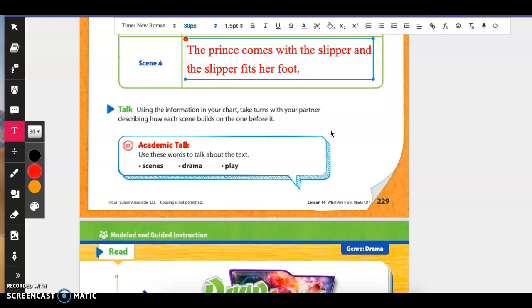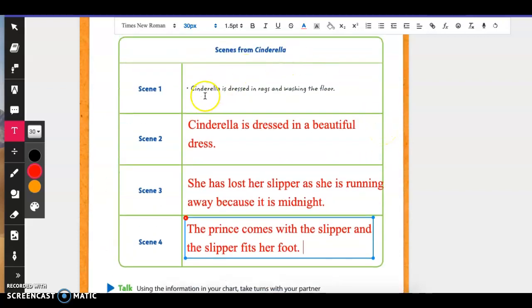After you complete that portion of the activity, look at the talk section. It says, using the information in your chart, take turns with your partner, remember that can be anyone in your house, describing how each of the scenes build on the one before. So we know that because Cinderella is dressed in rags and she is washing the floor, if she wants to go to a ball, she needs a beautiful dress. So the fairy godmother comes and gives her a beautiful dress so that she can go to the ball.